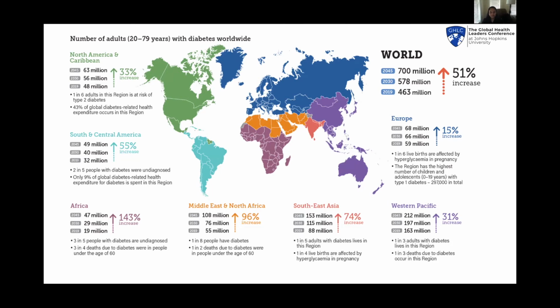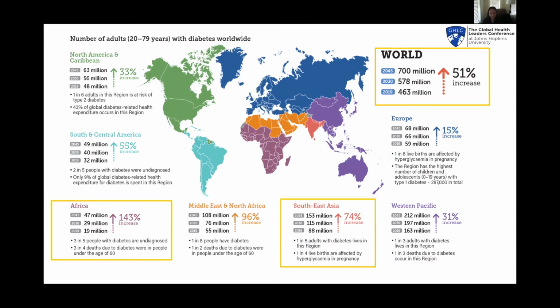The first and most astounding number that I would want to point out is the worldwide increase of diabetes. Numbers are expected to spike by 51%, which is drastic, considering we see that we already have 463 million diabetics. In some regions of the world, such as in Africa down here, the number is expected to spike by 143%. Even in Southeast Asia, the number of diabetics is expected to climb by 74%. What we're seeing is that diabetes is hitting us fast, and it is hitting us globally.